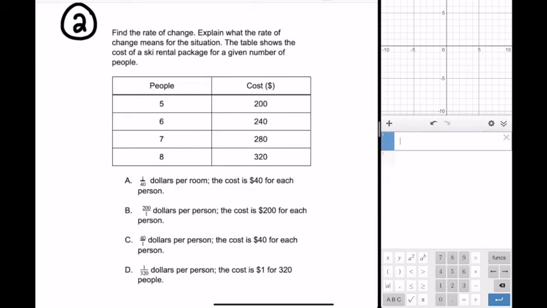Number 2, find the rate of change. Explain what the rate of change means for the situation. The table shows the cost of a ski rental package for a given number of people. So find the rate of change. Well, how much is the cost increasing per person? So our change in y over change in x.